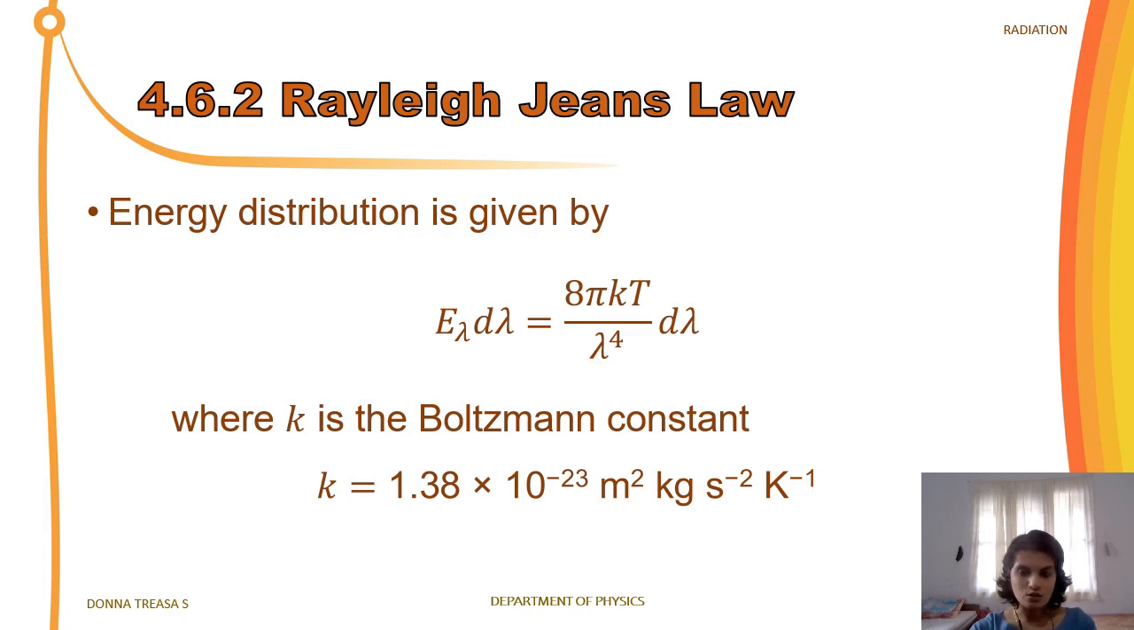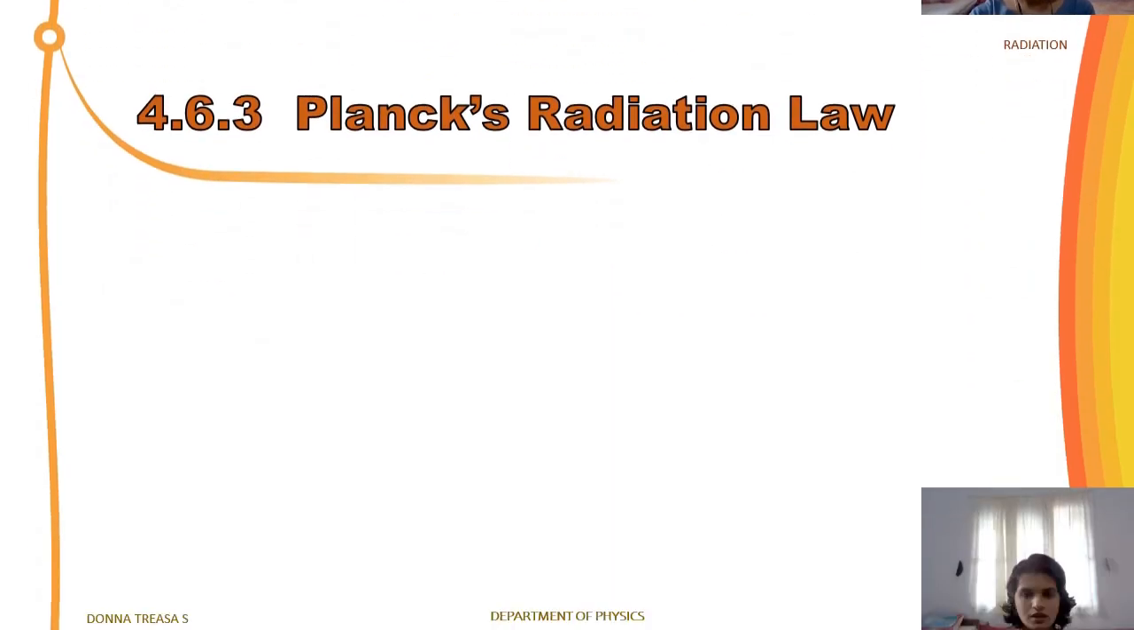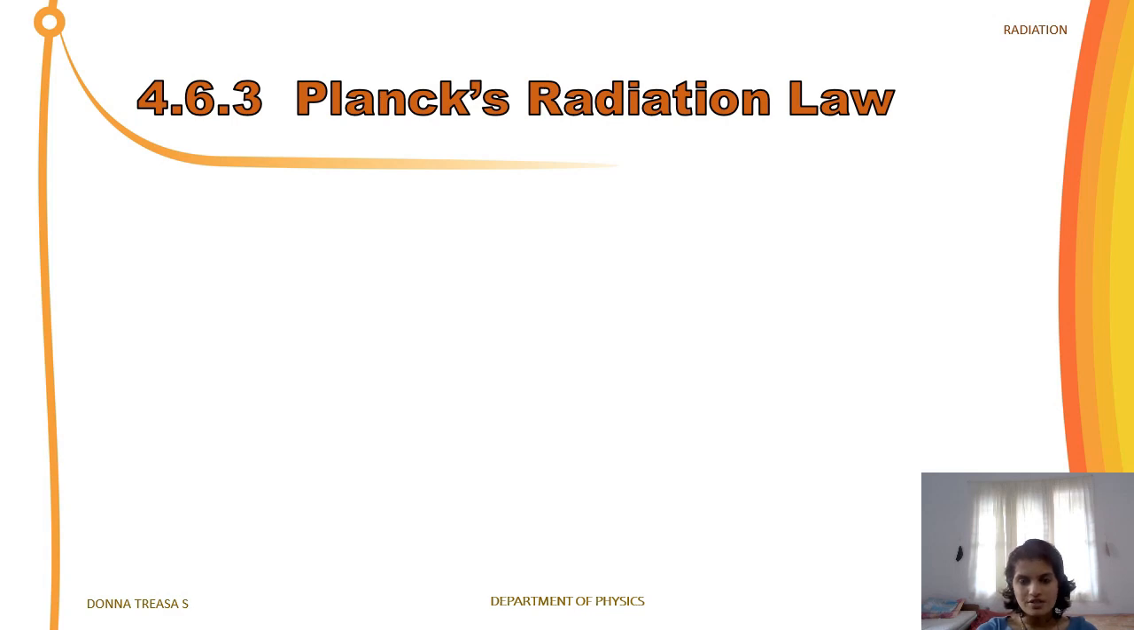Unfortunately, Rayleigh-Jeans law couldn't explain the spectral distribution of thermal radiation completely. This is because as lambda tends to 0, the value of E lambda d lambda tends to infinity, which is not in accordance with the experimental results. So, Rayleigh-Jeans law could only partially explain the spectral distribution of thermal radiation. The failure of Rayleigh-Jeans law to successfully explain the spectral radiation is known as the ultraviolet catastrophe.